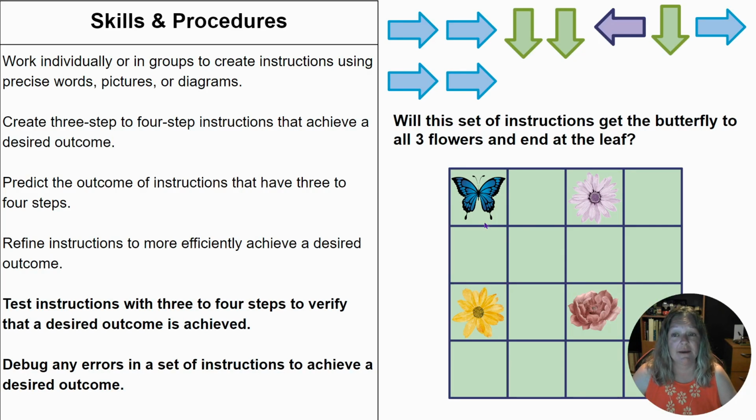Giving them instructions and asking them again, just like a couple of slides ago where we're giving the algorithm and asking students to determine or verify if the algorithm meets the objective. So again, will the butterfly get to all 3 flowers and end at the leaf? With these instructions, have them test it out, make sure that it works. That would be a simple way of saying, yes, we've met this skill.